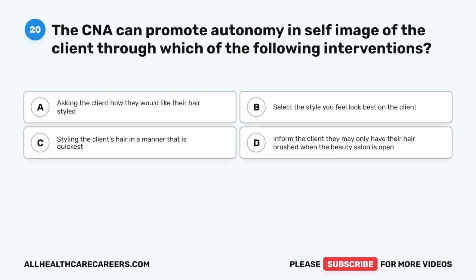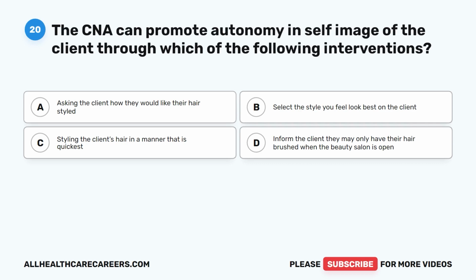Question 20. The CNA can promote autonomy and self-image of the client through which of the following interventions? A. Asking the client how they would like their hair styled. B. Select the style you feel looks best on the client. C. Styling the client's hair in a manner that is quickest. D. Inform the client they may only have their hair brushed when the beauty salon is open.